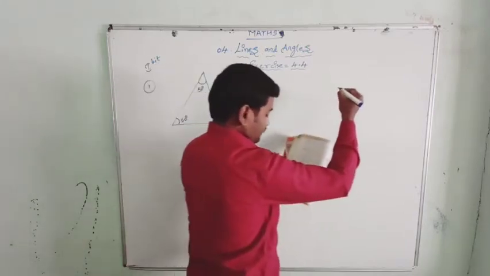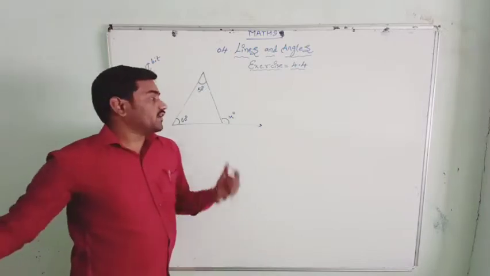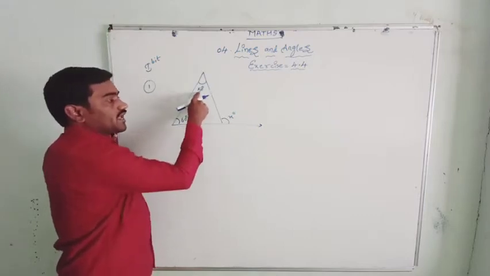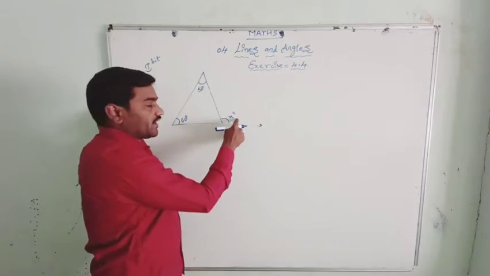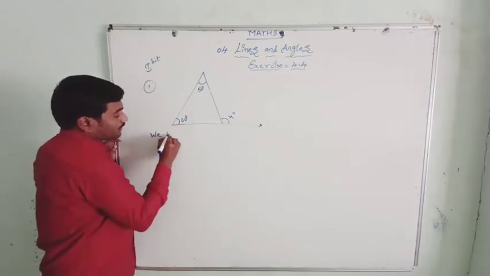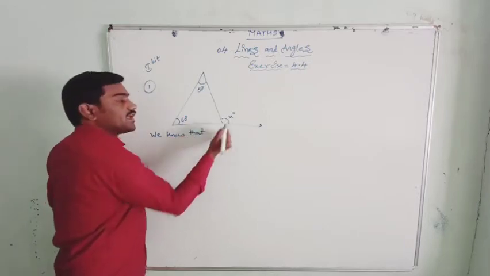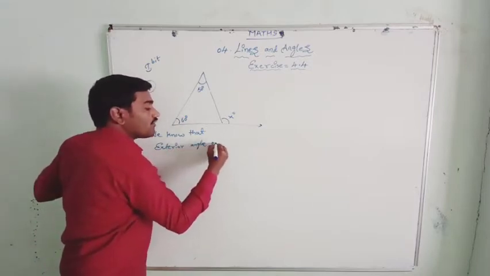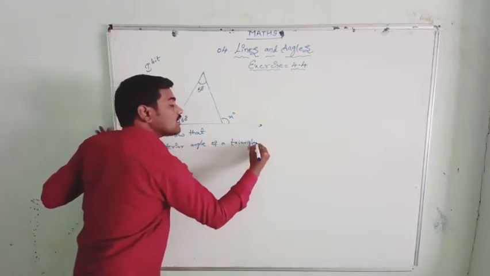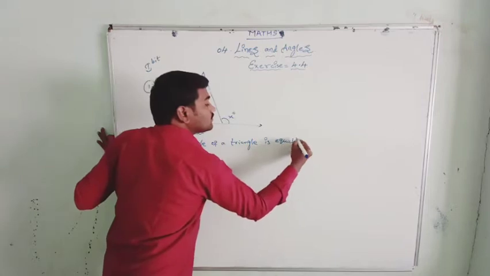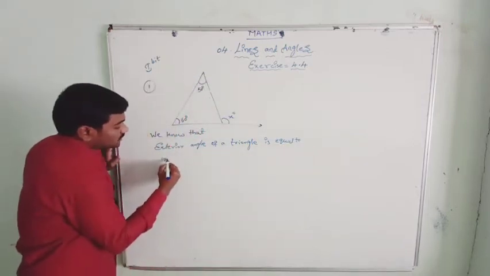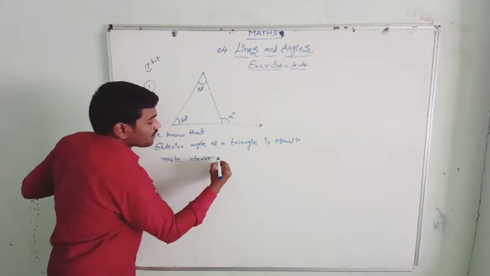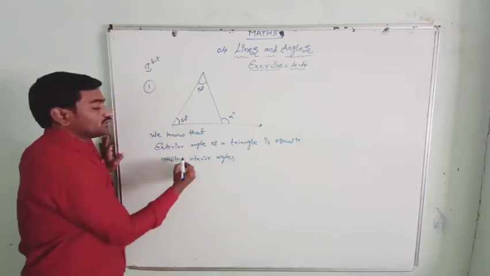Okay, let me go for the first one first. Let us find the x value. Here in this triangle, these two are interior angles and x is an exterior angle of the triangle. So we know that the exterior angle of a triangle is equal to the sum of the opposite interior angles.